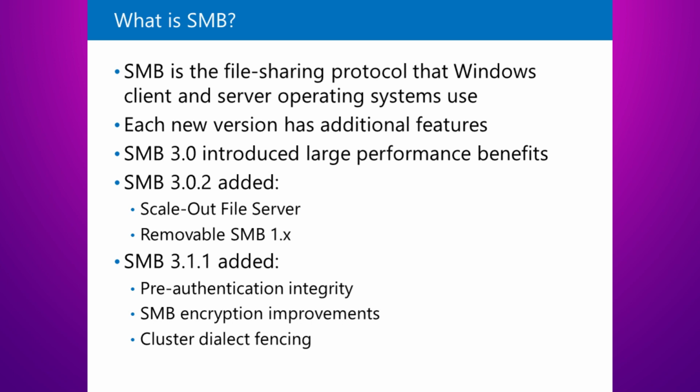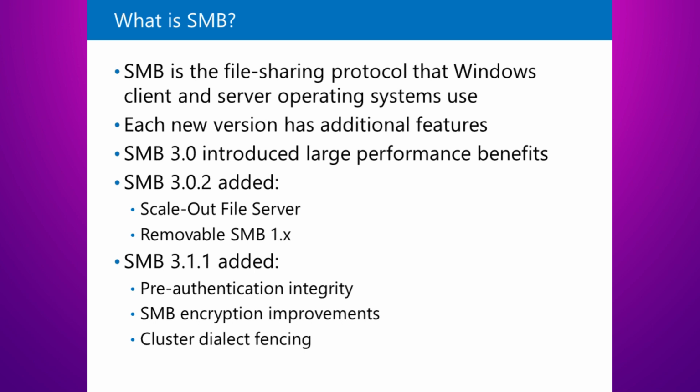The events are stored in the Microsoft-Windows-SMBServer/Audit log. Enable SMB 1.x audit logging with the following Windows PowerShell command: Set-SmbServerConfiguration -AuditSmb1Access $true. To disable SMB 1.x, use the following Windows PowerShell command: Set-SmbServerConfiguration -EnableSMB1Protocol $false.